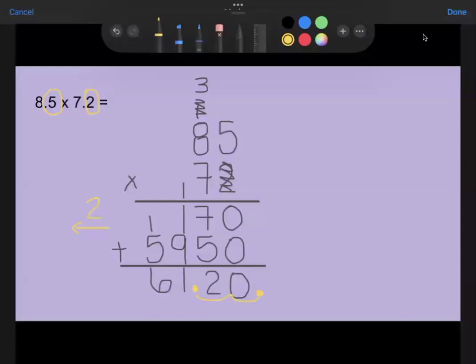So this final answer is going to be 61.20. And as you know with decimals, if the last digit after the decimal point is a 0, you can just cross it off. So that is also 61.2.